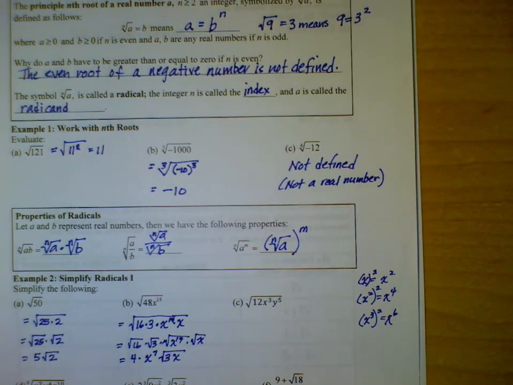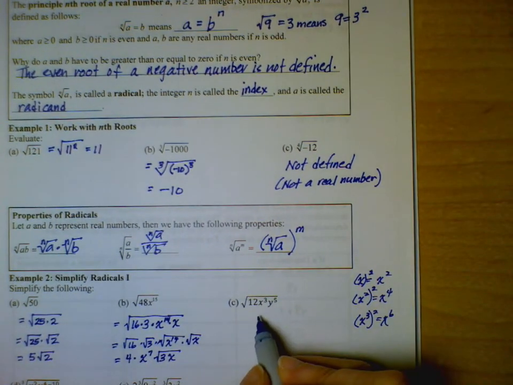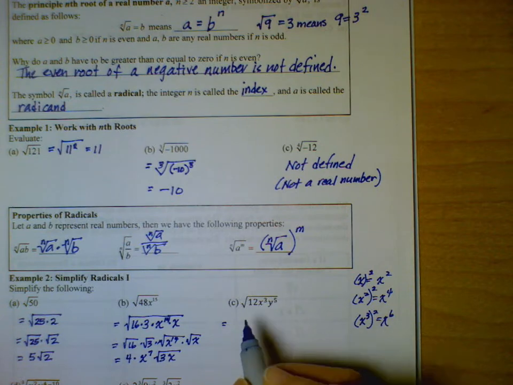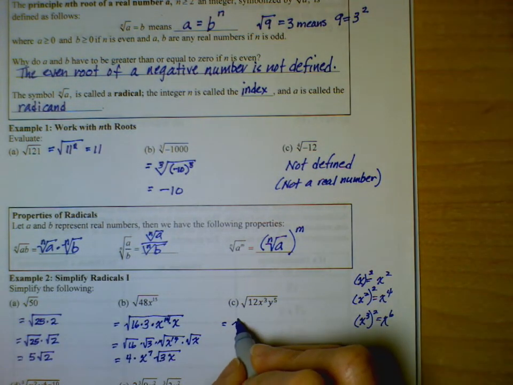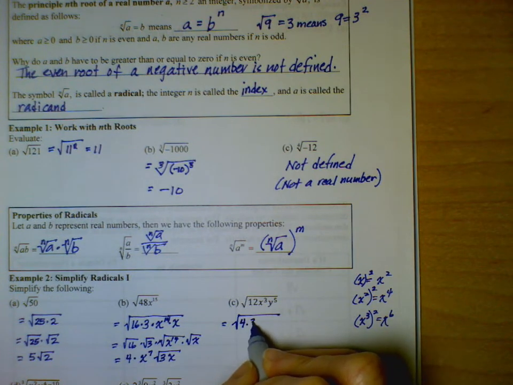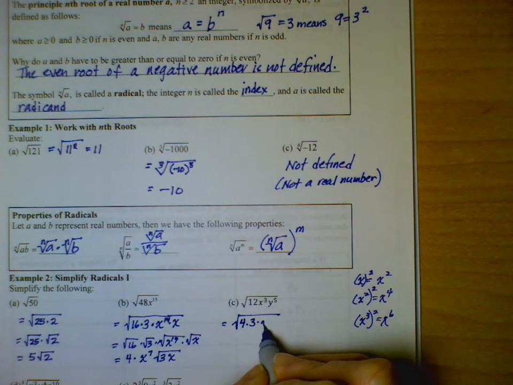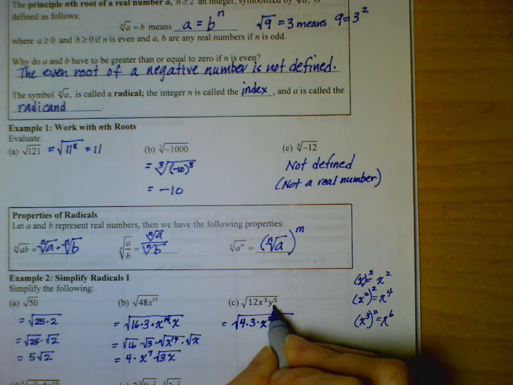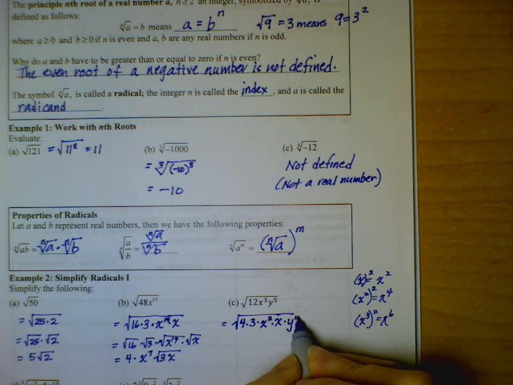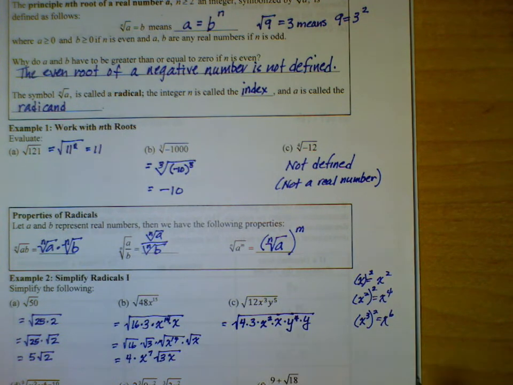Okay, let's look at part C. Again, breaking down our 12 into perfect square factors. Obviously, only 4 will work. 4 times 3 is 12. X cubed, the highest even would be 2, but I still have another x. Y to the 5th, the highest even would be 4, but I still have another y.